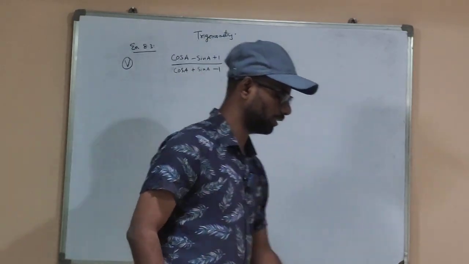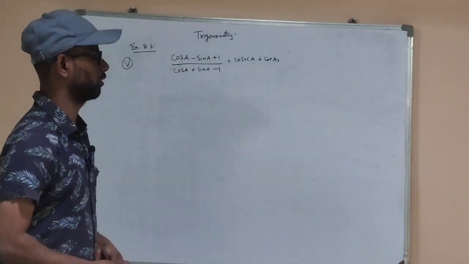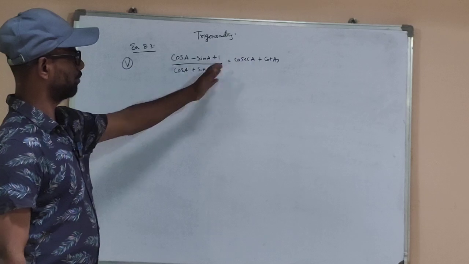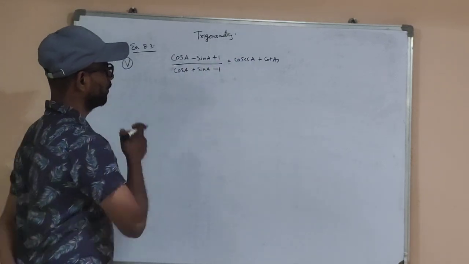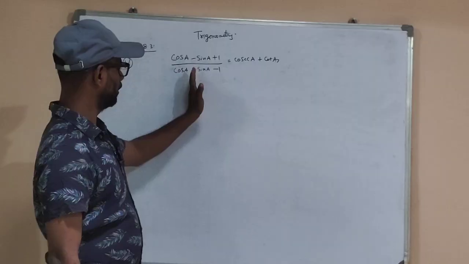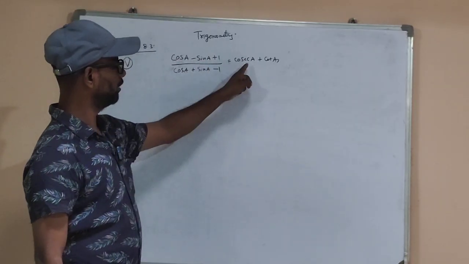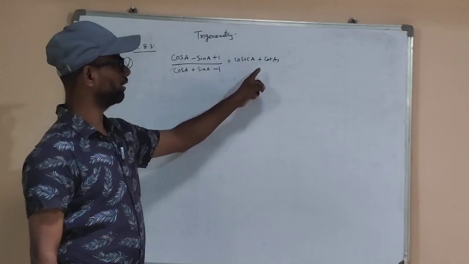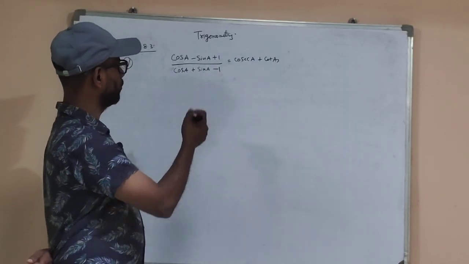So this is the question. We have to prove RHS by taking LHS. Okay, by taking left hand side we have to prove the right hand side. Now take the LHS. Here if we observe, the left hand terms contain cos and sin, but the right hand term contains cosecant and cot. So to make cos and sin into cosecant and cot, what we have to do?